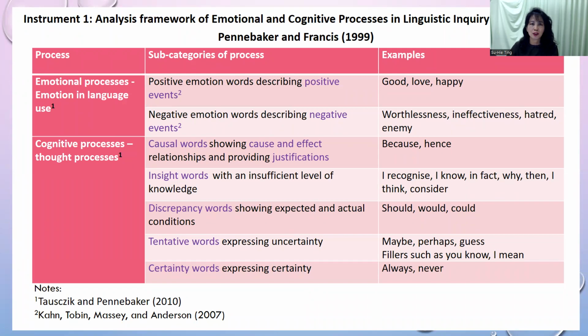Now, let me tell you the 2 instruments that were used in this study to guide my analysis. Firstly, the analysis framework of emotional and cognitive processes in linguistic inquiry by Pennebaker and Francis, 1999. Here you see that there are emotional processes which are divided into positive emotion words and negative emotion words. And there are also cognitive processes indicative of the thought process. And these are divided into 5 categories here with the definitions and the examples. So I use these to analyze my data for objective 1, which are the processes in the narratives.